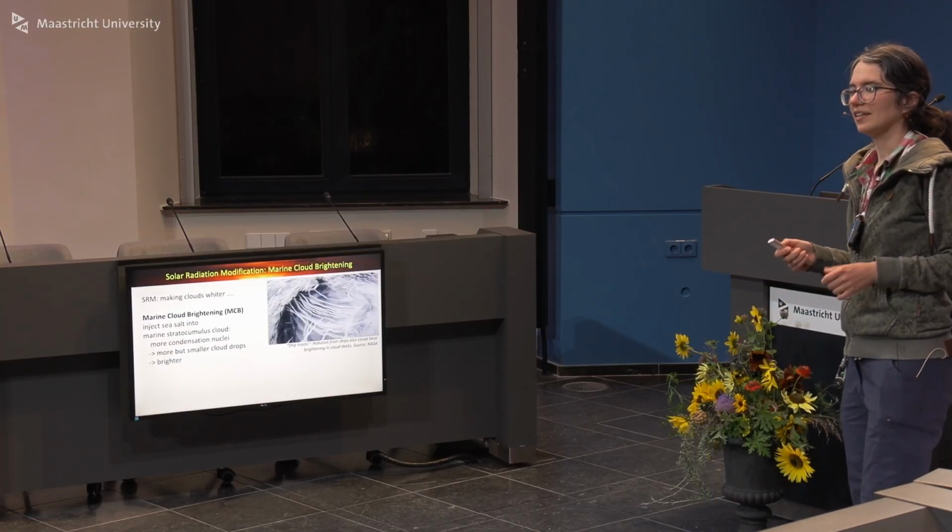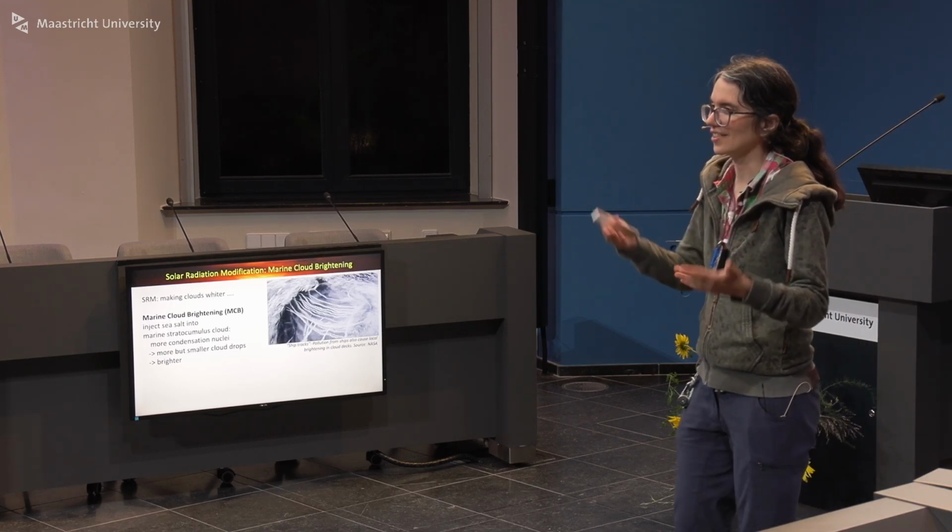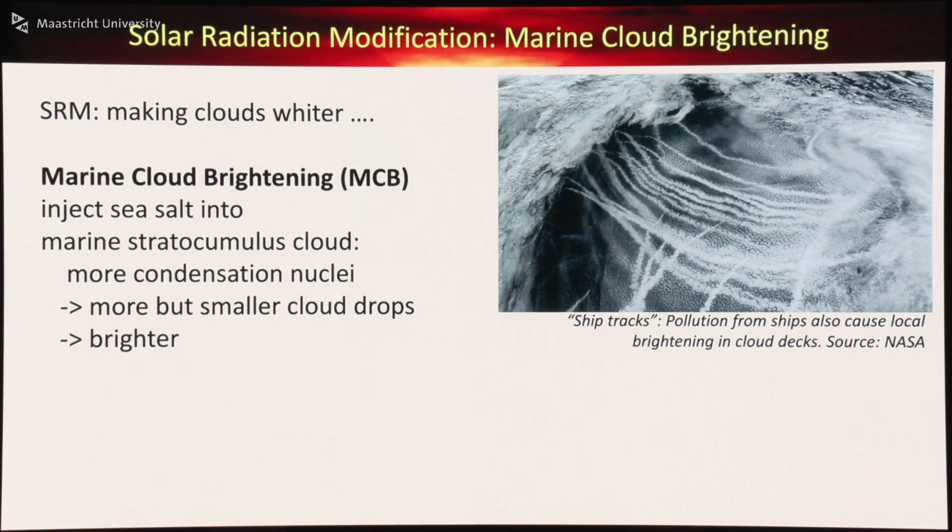Here you see an accidental instance of marine cloud brightening. So you have here ocean water, and then you have these tiny white spots. These are so-called stratocumulus clouds. So these are low clouds which are pretty bright already. And in that field of stratocumulus clouds, you have these white stripes, and they arise when ships are passing underneath the cloud deck.